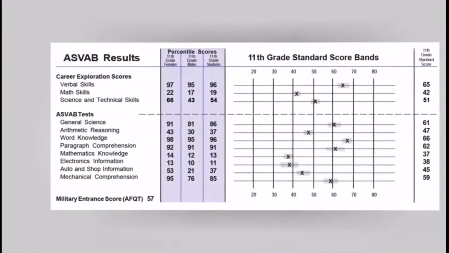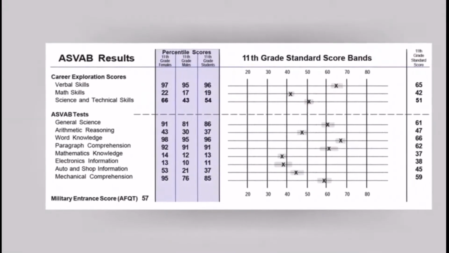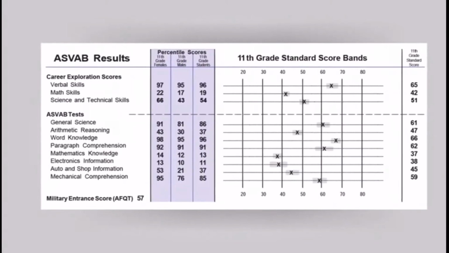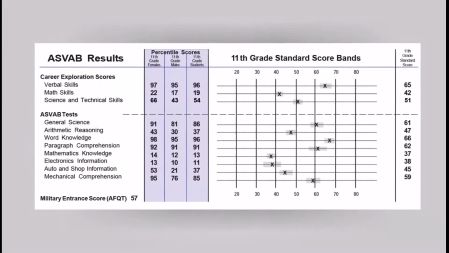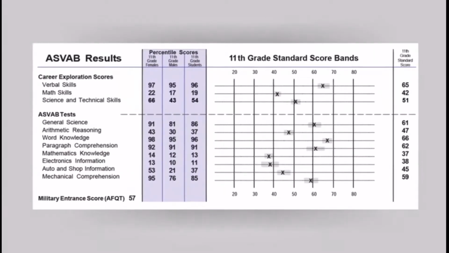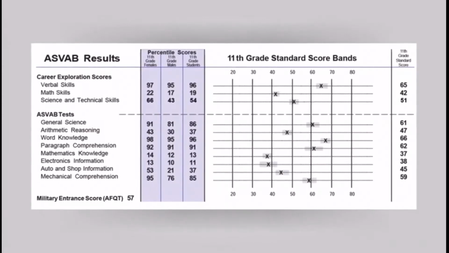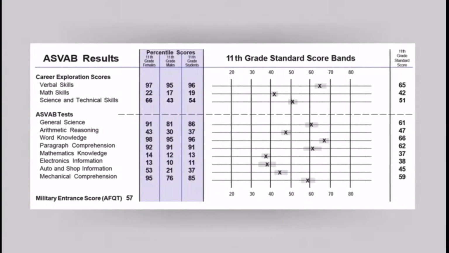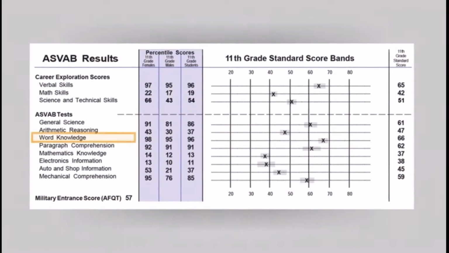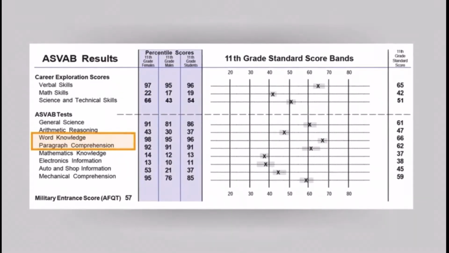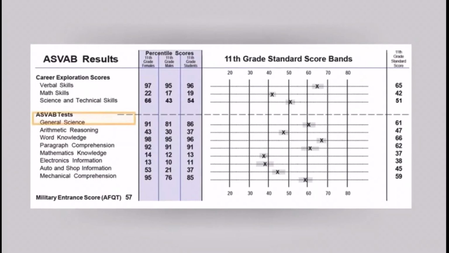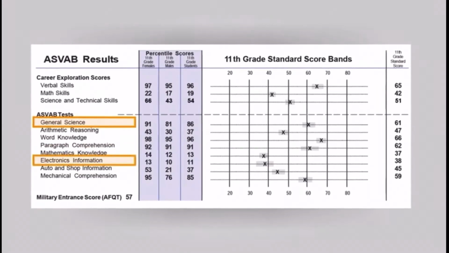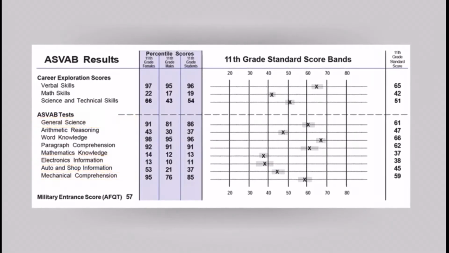In addition to your career exploration scores, you'll also see ASVAB subtest scores. If you've taken the CEP ICAT, your results sheet will look a little different and include an additional subtest score. However, the same explanation applies. Each of the career exploration scores is made up of a combination of some of the individual ASVAB subtests. The verbal skills score includes word knowledge and paragraph comprehension. The math skills score includes arithmetic reasoning and math knowledge. The science and technical skills score includes general science, electronics information, and mechanical comprehension.